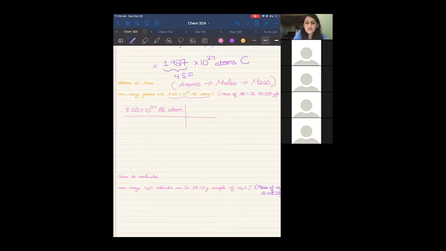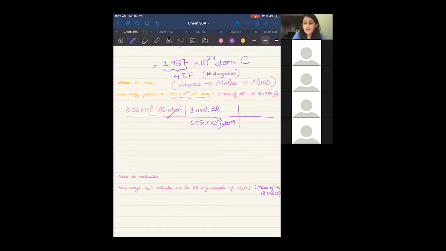We have to convert atoms to moles, right? So what do we need to go from atoms to moles? There's a special number. Yep, Avogadro's number. So I'll just put it here. I'm going to put 1 mole of aluminum is 6.02 multiplied by 10 to the power of 23 atoms. So I can cancel out my atoms, right? Now I have gotten my moles.